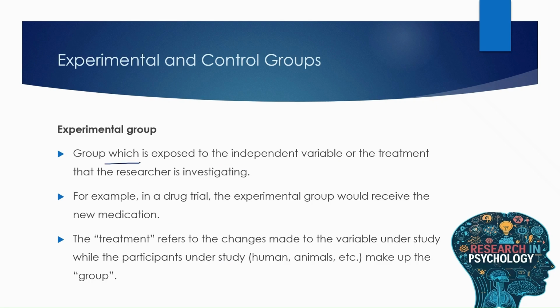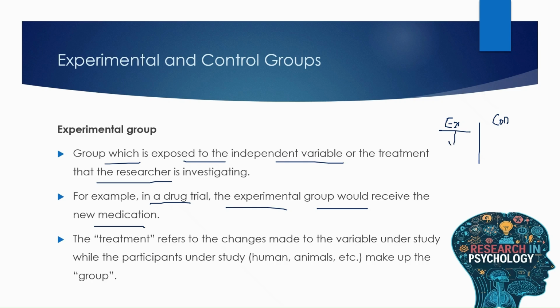Okay, let's see what is the experimental group first. This is the group which is exposed to the independent variable or the treatment that the researcher is investigating. For example, in a drug trial, the experimental group would receive the new medication, which means if I am studying the effect of a drug on improvement in anxiety levels in individuals, I'll take two groups of people. Okay, or I'll divide my sample into two. First would be the experimental group and the other would be the control group. To the experimental group, I'll provide the drug and see what is the effect. To this one, I will not give any drug and see the effect, right?